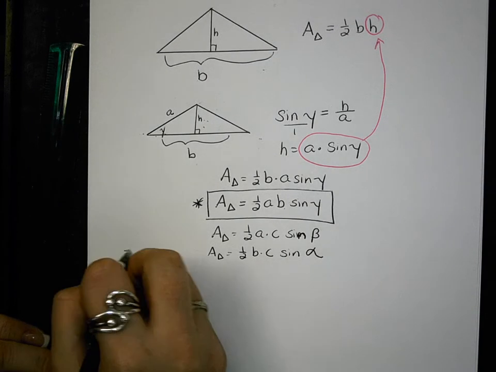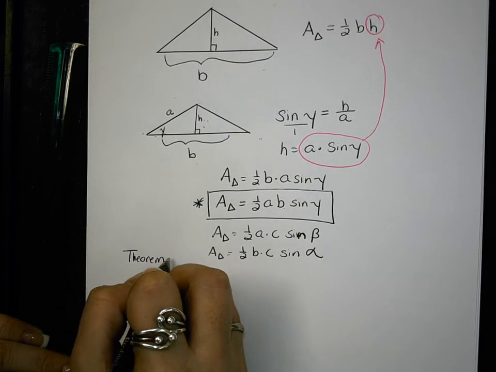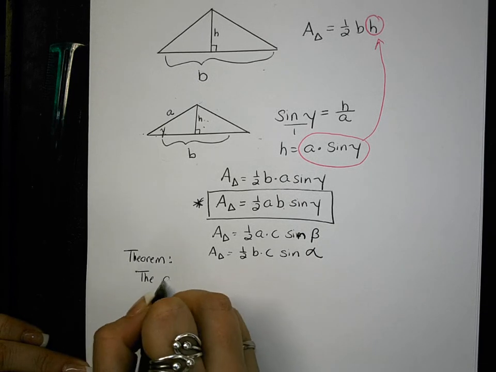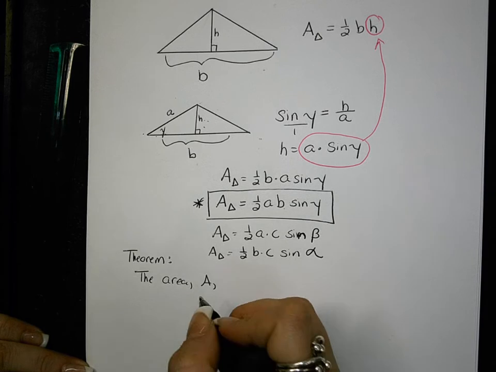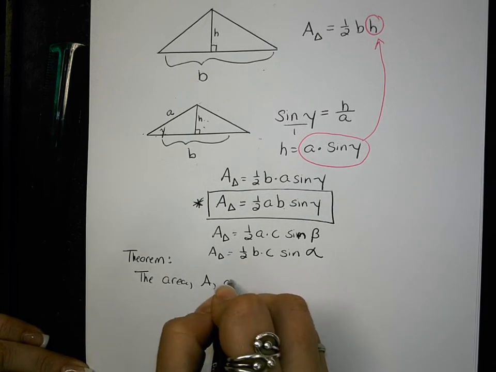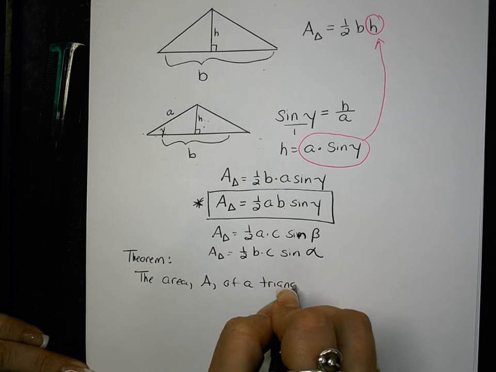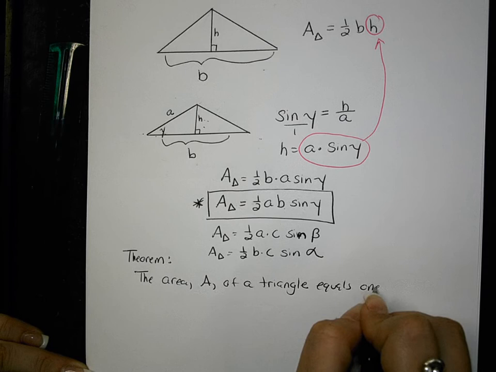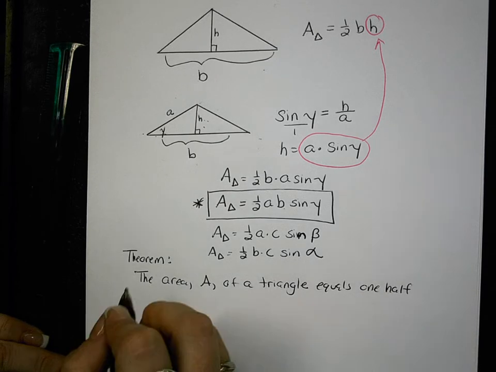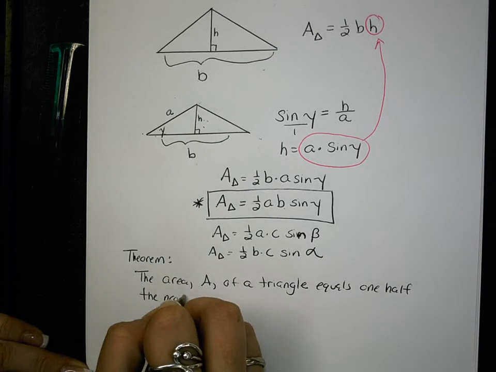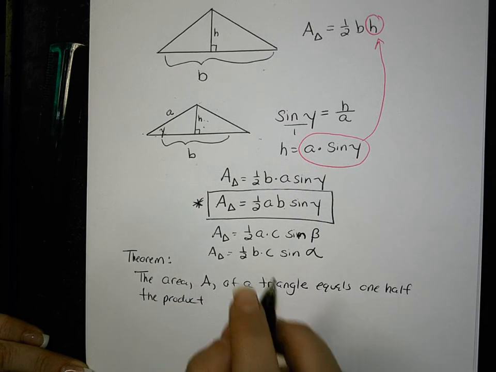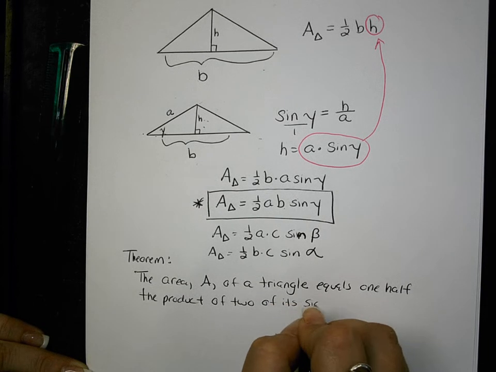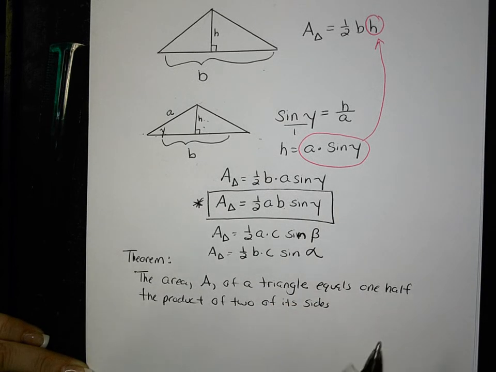We can say this as a theorem. The area A of a triangle equals 1/2 the product of two of its sides and the sine of the included angle.